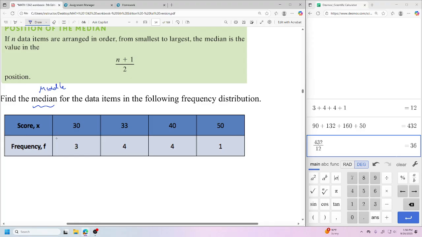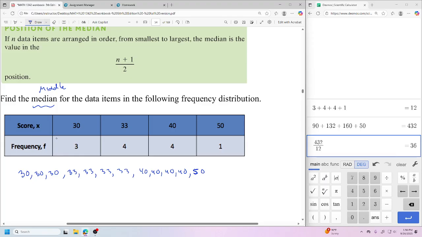See, there's 3 of these 30s. So I'm going to say 30, 30, 30. There's like 3 of them. I'm just listing them out. How many 33s? 1, 2. Oh, man. See, I'm getting dyslexic all of a sudden. 2, 3, 4. 4 40s. Very good. And then the 150. Perfect. Awesome. Okay. Now, they're saying when I list it all out in order, where's the middle?